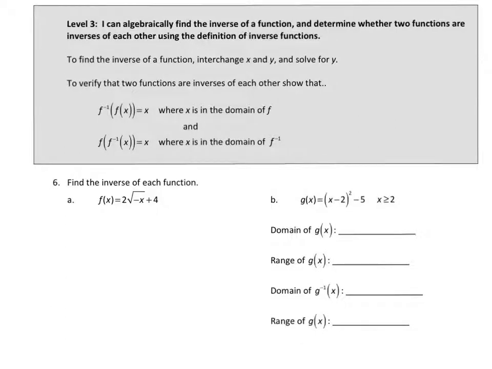In level 3, we will be doing two different things. One is to algebraically find the inverse of a function, and the other is to determine whether two functions are inverses of each other. These involve different methods, so we'll start with the first part, finding the inverse of a function. To do that, you will interchange x and y and solve for y. So you're just going to switch the x and y in an equation and solve for y.